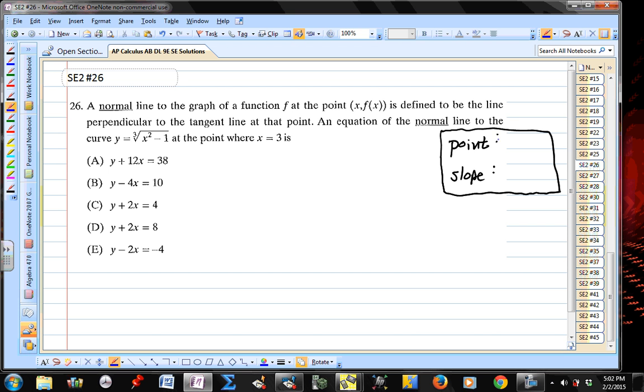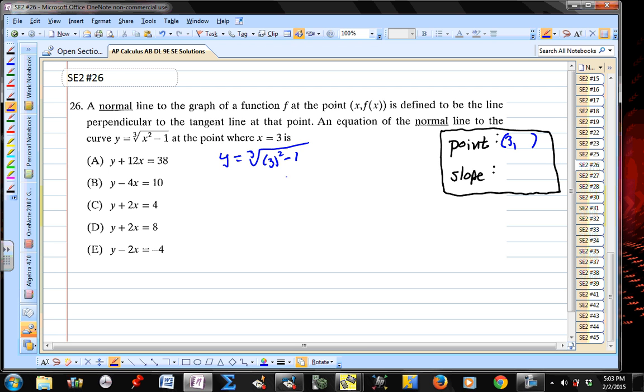They told us that x equals 3, so we know the x-coordinate of our point is going to be 3. But now we need to find the y-coordinate. So to do that, we'll just put 3 into the function that they gave us, 3 for x. So we'll get y is going to be the cubed root of 9 minus 1. So the cubed root of 8 is 2. So the coordinates of our point are (3, 2).